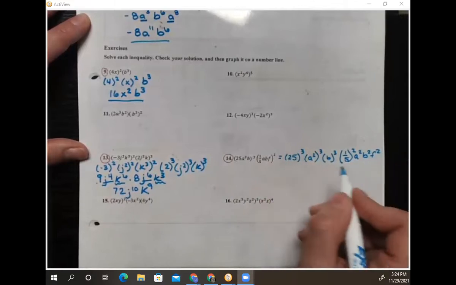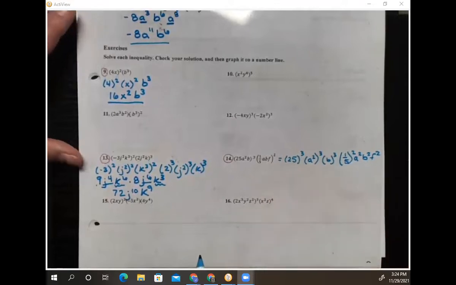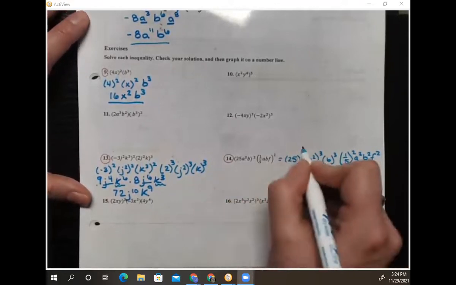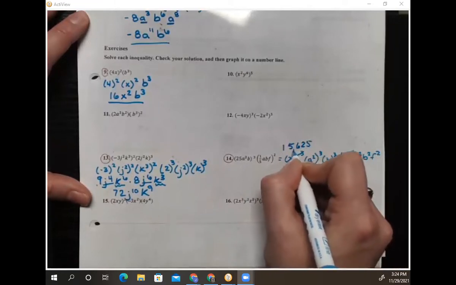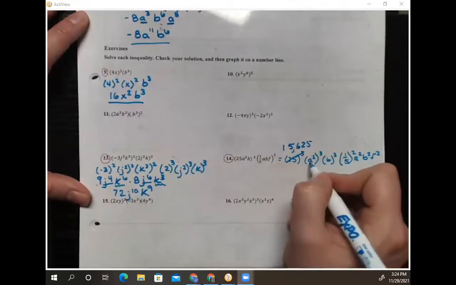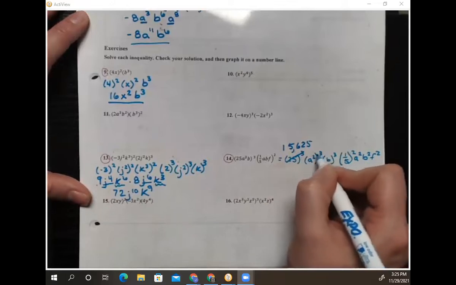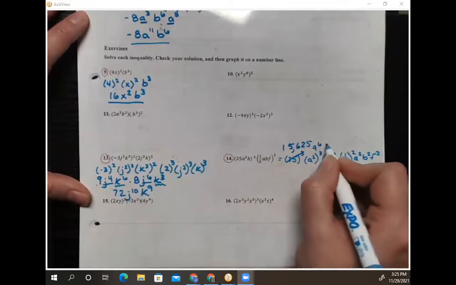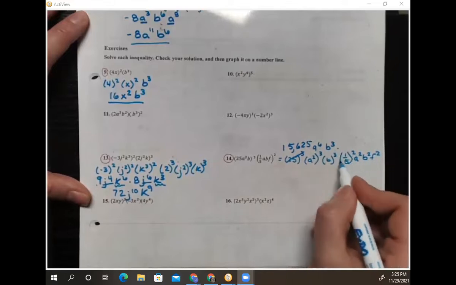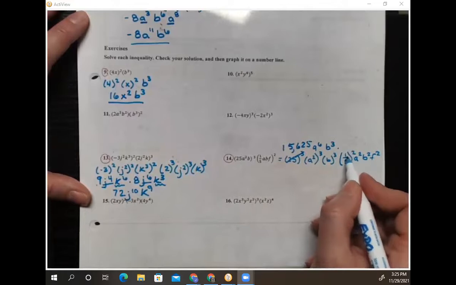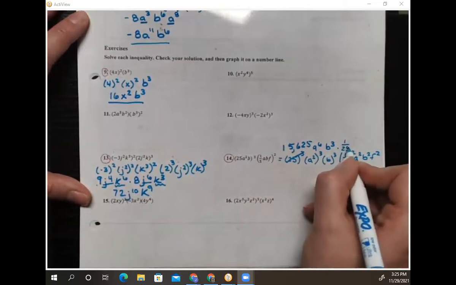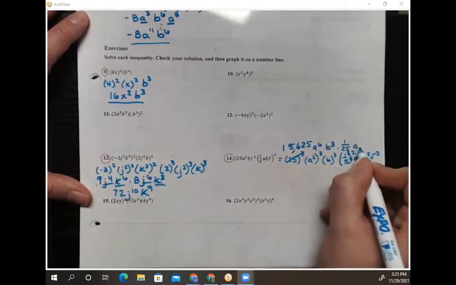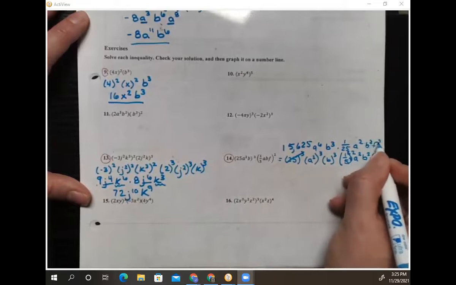So let's simplify these numbers here. 25 cubed, that would be 15,625. A squared cubed, multiply your exponents here, you get a to the 6th. And then this is b cubed. And then we're multiplying by this guy. When I take a fraction to a power, I can separate that power between the top and the bottom. So on the top, 1 squared is 1. On the bottom, 5 squared is 25. And then again, a squared, b squared, f squared.